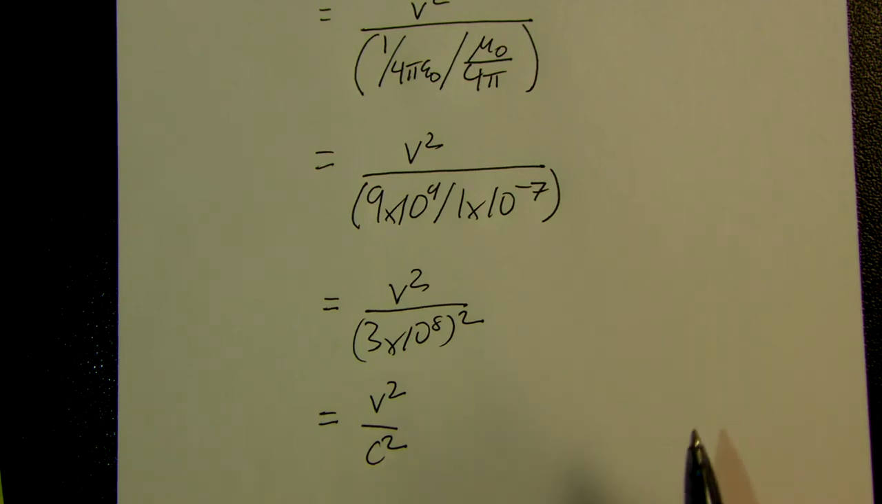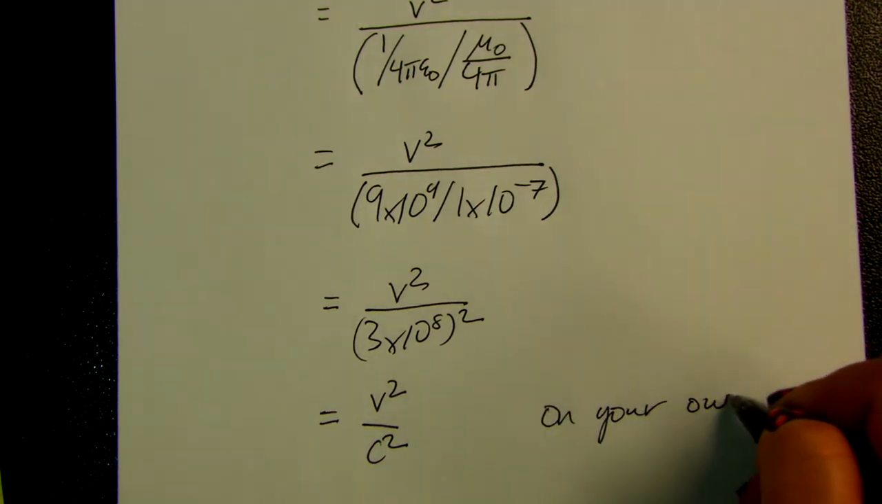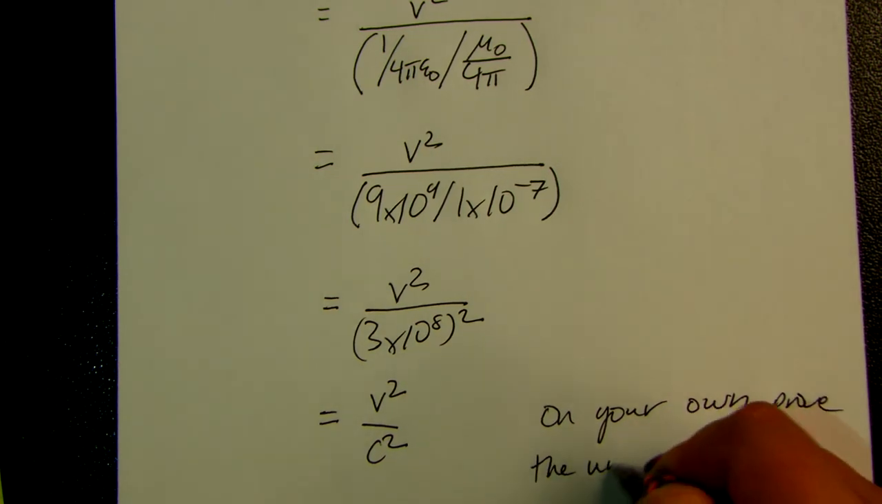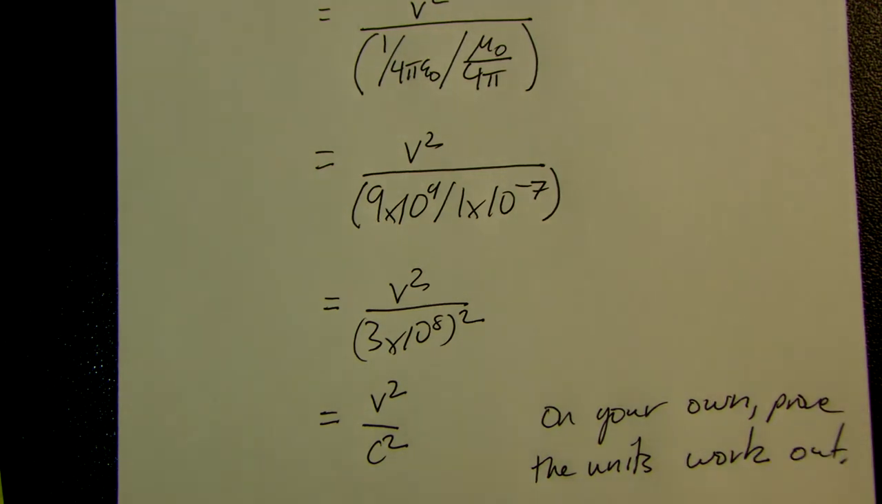So it turns out the speed of light is very important to understanding magnetic and electric forces. And we're building to something really beautiful here that's going to unfold as we continue to move through this class. By the way, on your own, prove the units work out. I'm going to give you a big hint. They will.